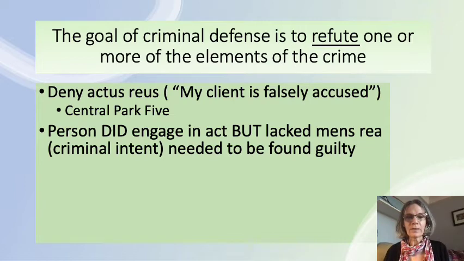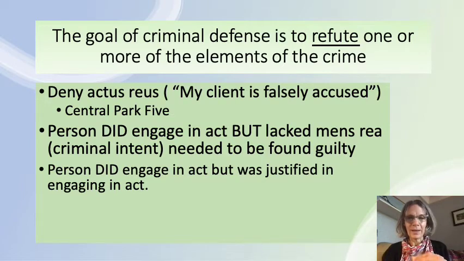Another thing that the criminal defense attorney can do is they can say, okay, look, the person who's charged with the crime, my client, did engage in this act, but they lacked the mens rea, they lacked the criminal intent needed to be found guilty. So you can say, yes, this person did engage in this actus reus, but they didn't know what they were doing. They didn't understand the consequences of their crime. They didn't possess mens rea, so they cannot be found guilty. And in this lecture, we're going to talk about different defenses that revolve around denying mens rea.